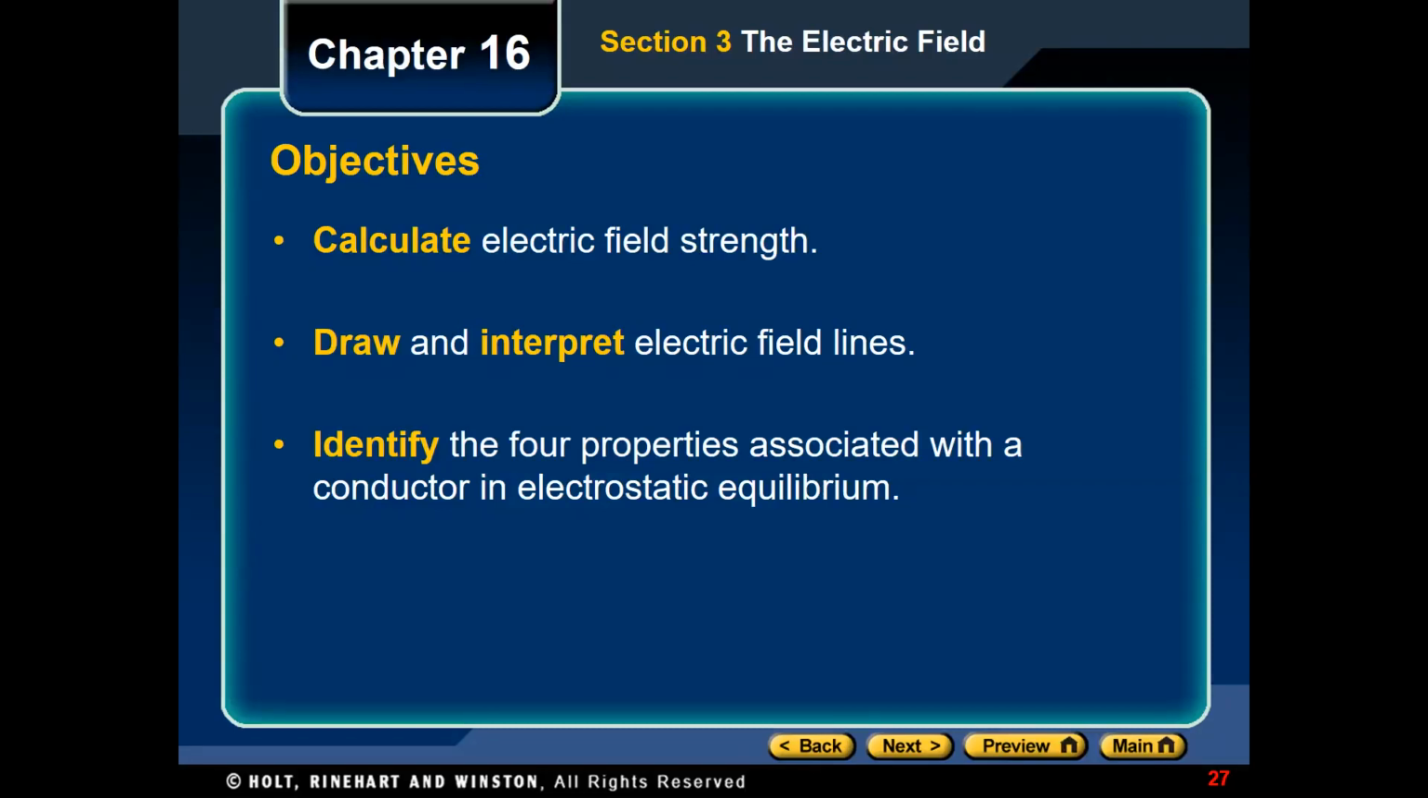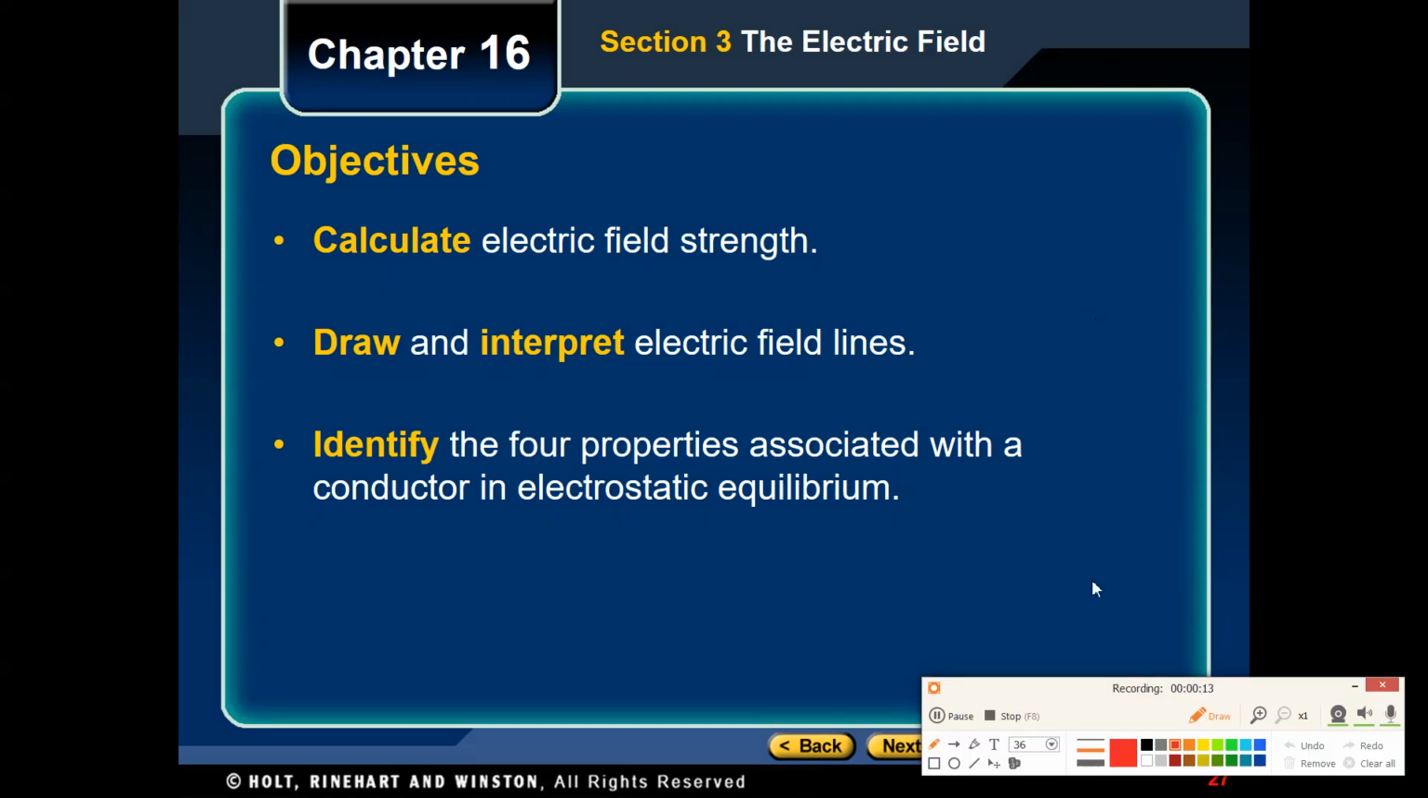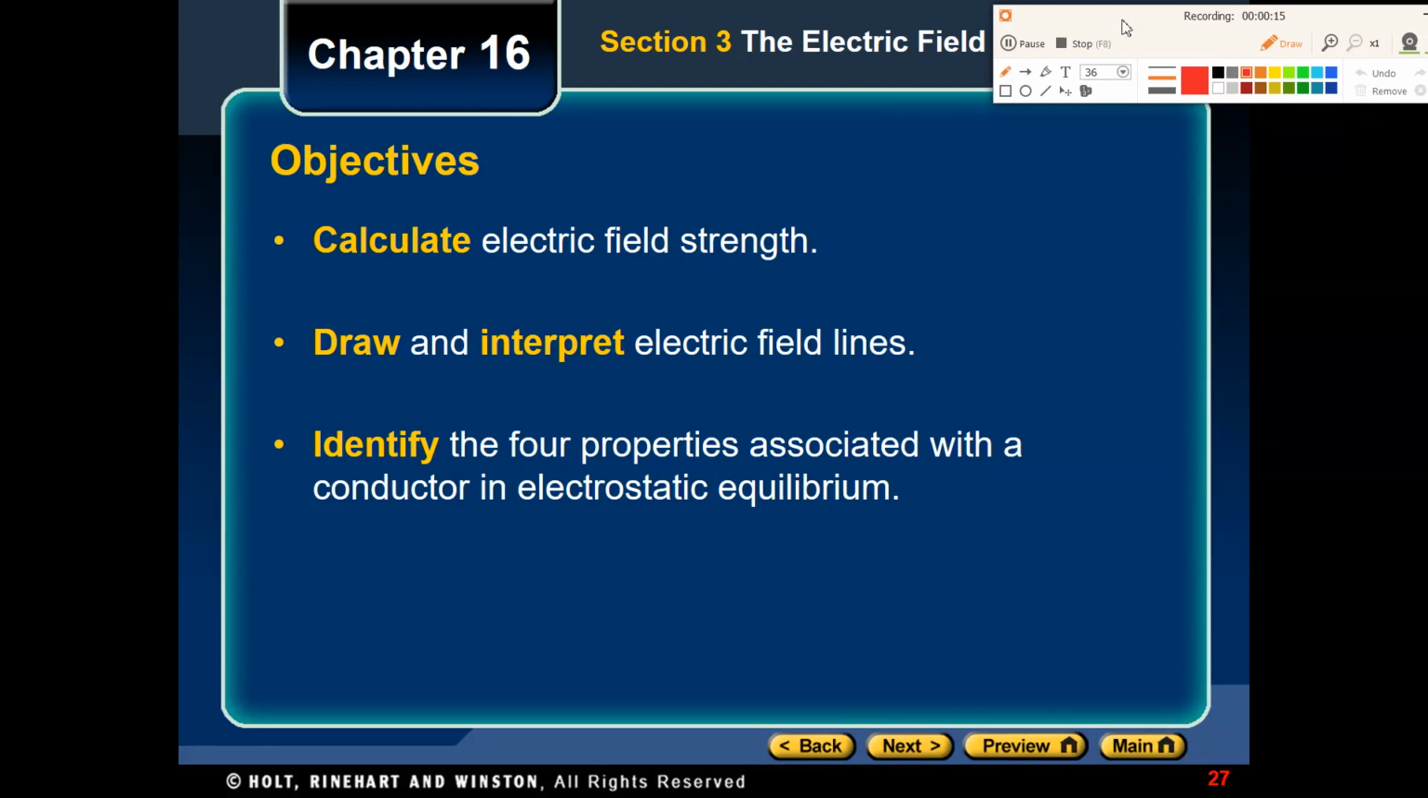Hello everybody. So today we'll start section 3, the electric field. This is the last section for this chapter. We'll talk about, to give you some preview, the electric field strength and how to figure out electric field strength.